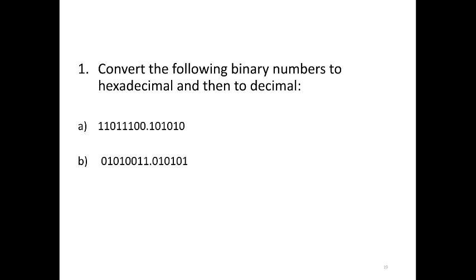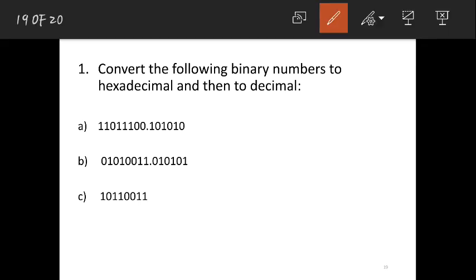Yes, so there are a few practice questions. You try to solve them on your own. Convert the following binary numbers to hexadecimal. First you convert them from binary format to hexa format, and after that, that hexa value you should convert to decimal. So first convert this binary to hexa format, that means make groups of 4 bits and convert. After that, convert that to decimal.